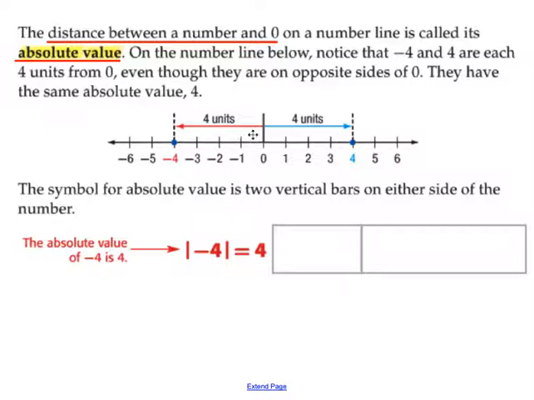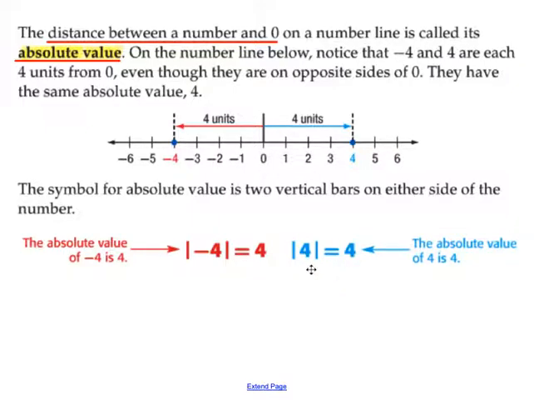Now remember, we can never have a negative absolute value. We can never have a negative distance. That wouldn't make any sense. So likewise, the absolute value of +4 is also 4. So whether we have a negative or a positive in there, the answer we get out from that absolute value is always positive.